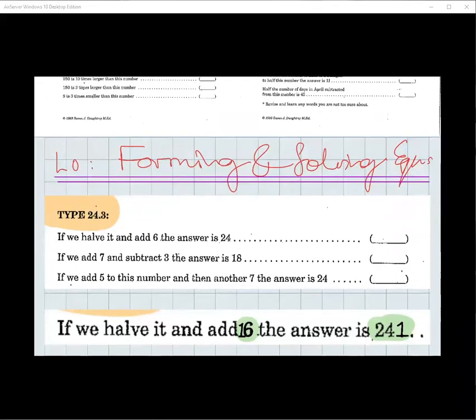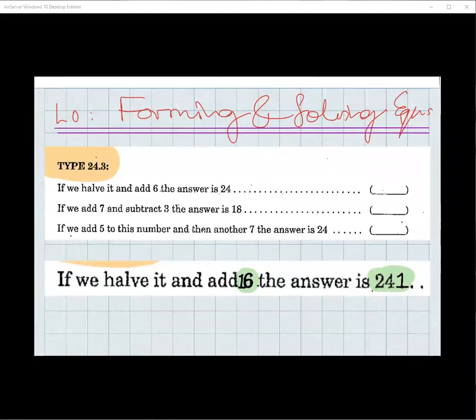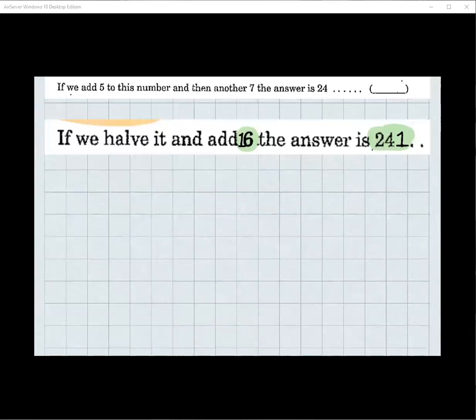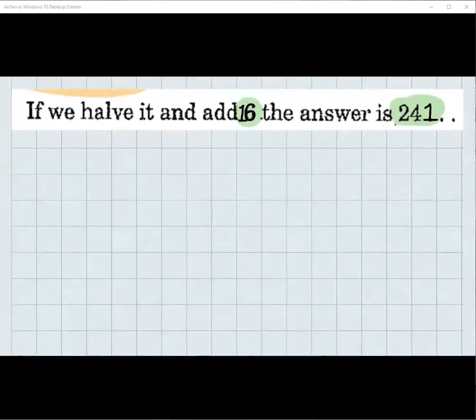Okay, so we're looking at forming and solving equations. And the first question, which I've copied from the top, I've modified it a bit, just to make the new numbers. So first of all, Sarah, can you read the question for us, please? If we halve it and add 16, the answer is 241. Okay, so if we halve it, what is the it they're talking about? What should we call that in the question?